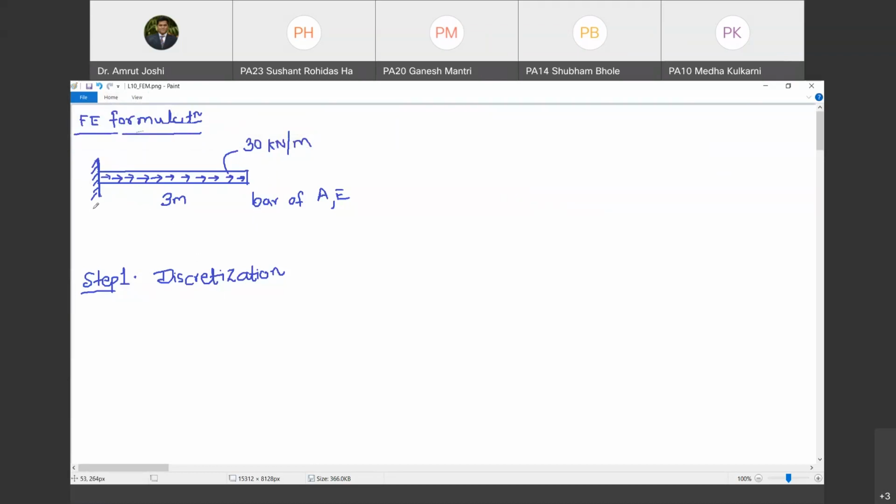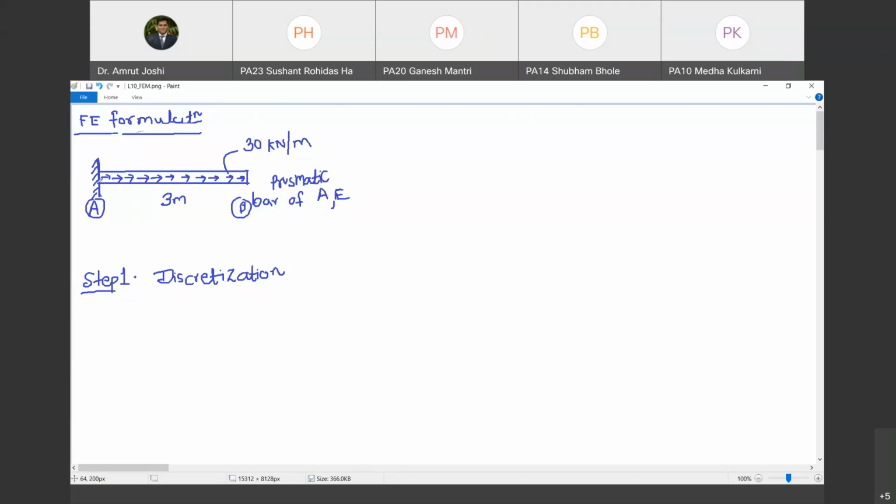So this is a bar. Let us call it A and B. This is bar AB of cross-sectional area A and modulus of elasticity E. So material property is E and geometry is cross-sectional area A. It is a prismatic bar, so I will mention it. What is a prismatic bar? Prismatic bar means the shape and size of the cross-section remains constant throughout its length. So this is a prismatic bar of A and E. Cross-sectional area is A and modulus of elasticity is E.